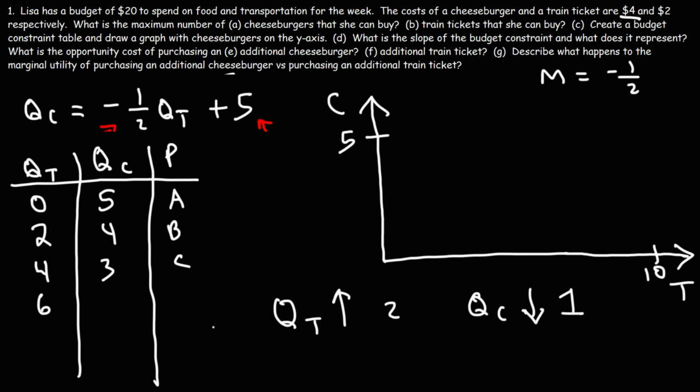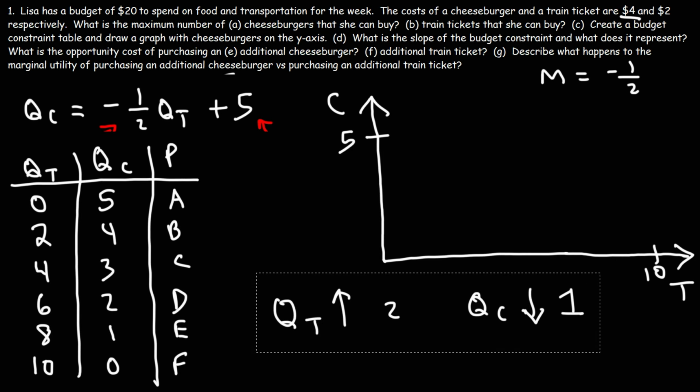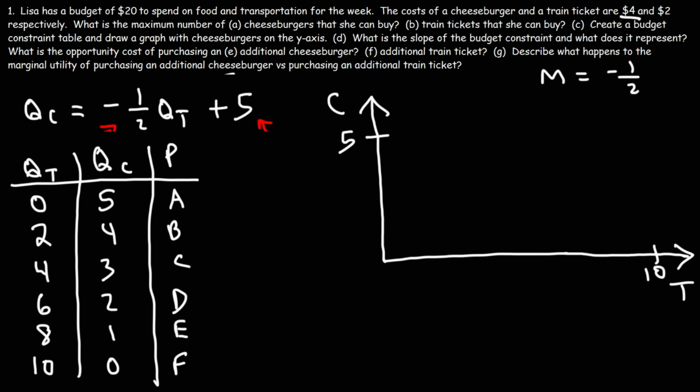So when QT is 6, QC is going to be 2. When QT is 8, QC is going to be 1. That will give us point E. And when QT is 10, QC is going to give us 0, point F. So we have 6 points on the line. That is points with whole numbers, because you have an infinite number of decimal points on the line.